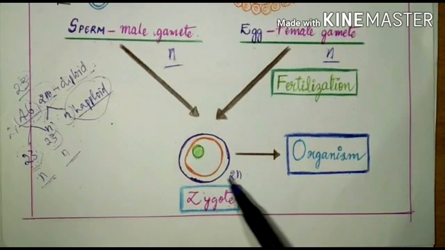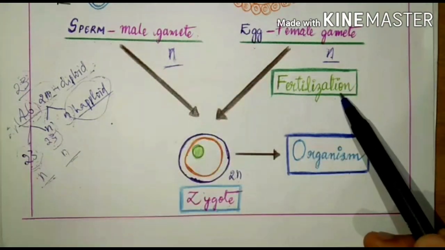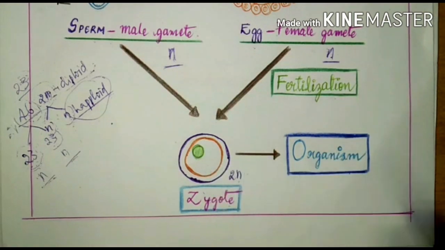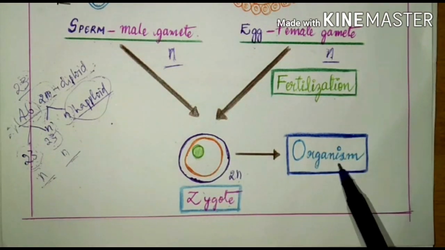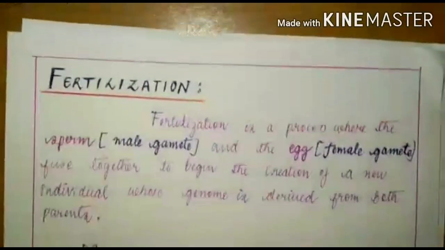Got it guys? So zygote is a diploid cell. This process we call fertilization, and this zygote undergoes several cleavages to give rise to the new organism. So this is all about fertilization. I hope you understood what is fertilization.